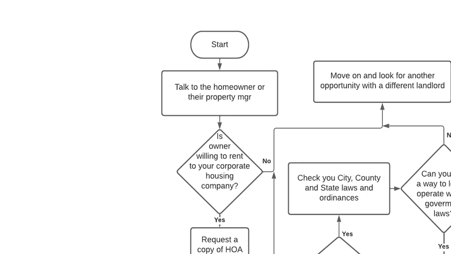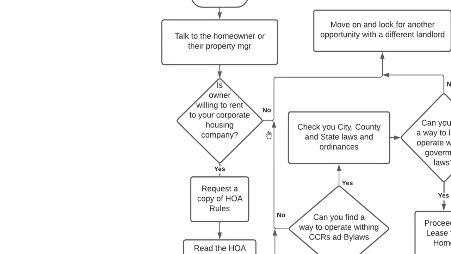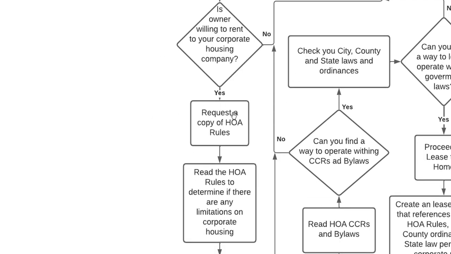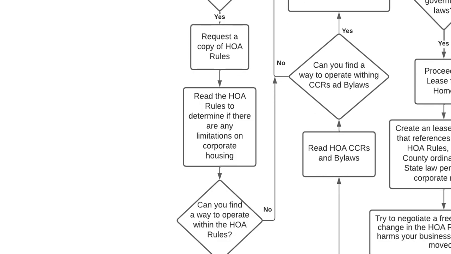At the start, you decide you want this rental that's inside of a homeowners association. So you're going to find a way to talk to that homeowner or his property manager. That's the first thing you do. And if they're willing to rent their home to your corporate housing company, then you request a copy of the HOA rules. That's the first thing you want to go over, because the board updates those. They typically don't need a lawyer to make any approvals, so they change the rules all the time. So get a copy of the current HOA rules, and then you want to read them to determine if there's any limitations to you operating your corporate housing company in that association.